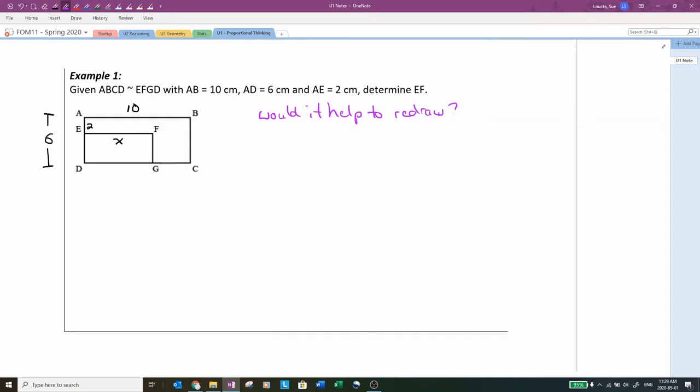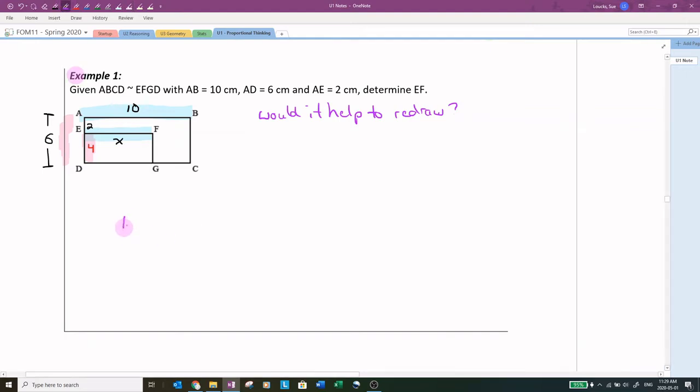So I have some corresponding sides here, AB to EF. Those are corresponding sides, and I don't have anything else that actually corresponds, but I do know that ED has to be 4, right? Because 4 plus 2 has to equal 6. And now I have some corresponding sides because this one corresponds to AD, okay? And that would be easier to see if we'd redrawn it.